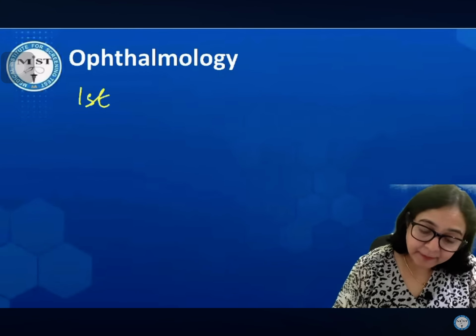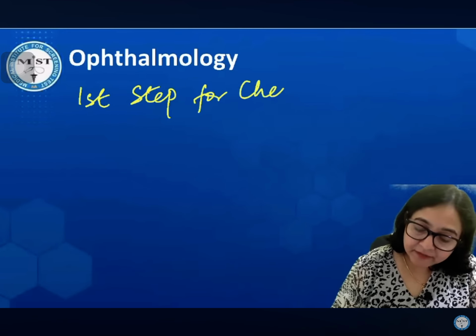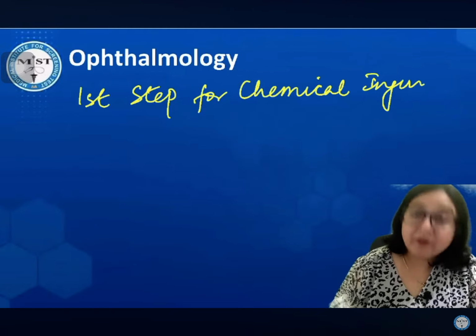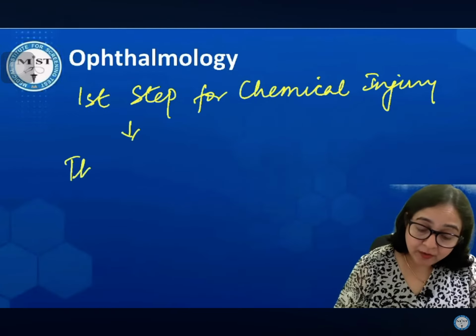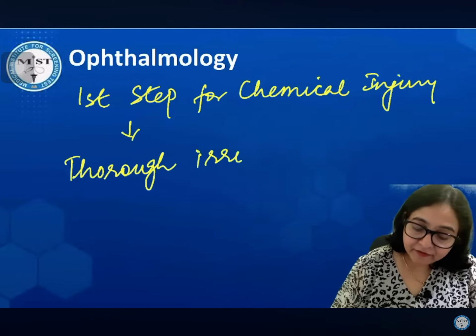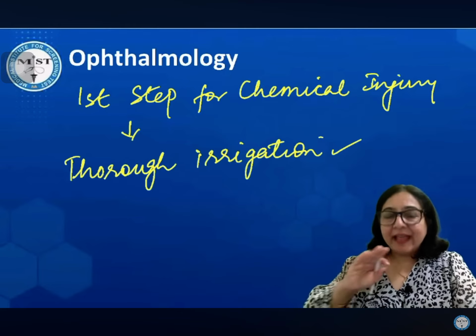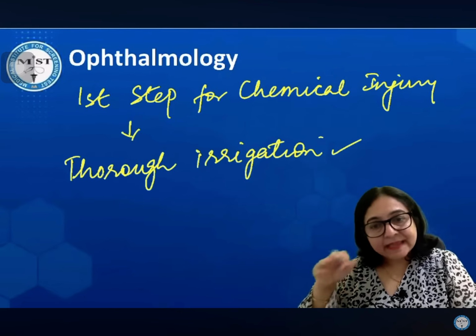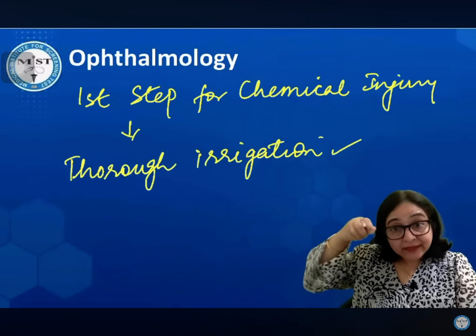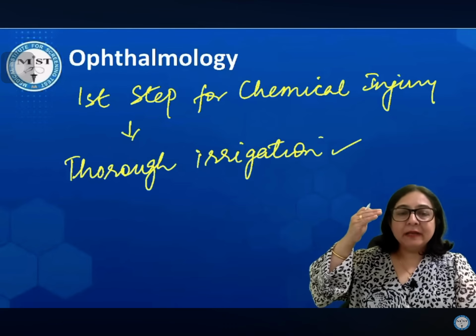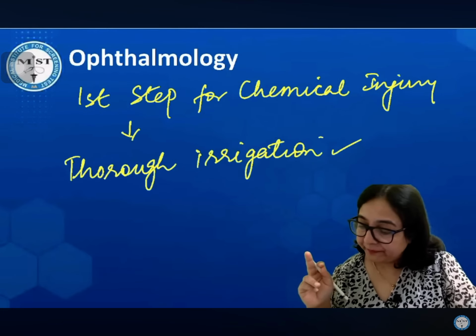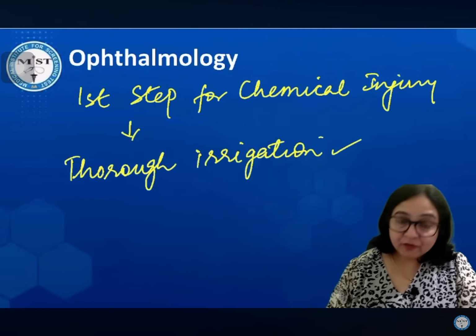The first step for chemical injury, please remember, do not forget this, is thorough irrigation of the eye surface. Why do you want to do thorough irrigation? Because you want to wash any residual chemical from the eye surface, otherwise it will keep on doing the damage, especially the alkalis. And you will do the double eversion of the upper lid. If there are any hidden chemical particles under the upper lid, they should also be washed. So C is the answer, beta.